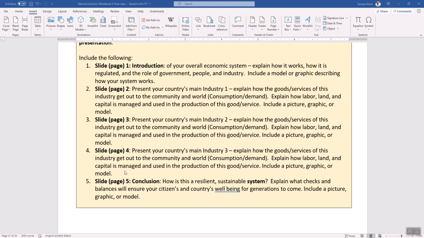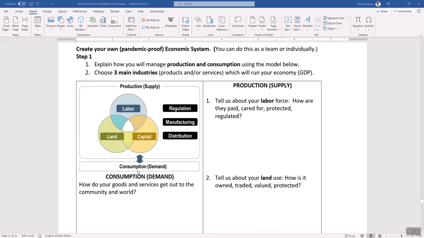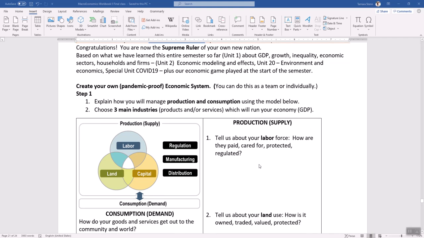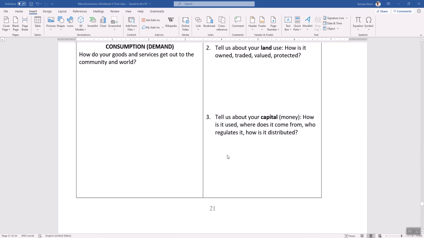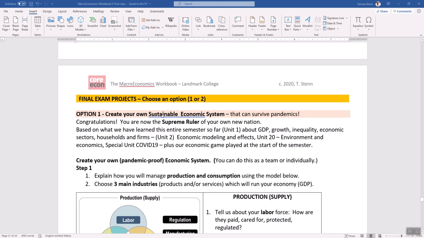And you get to use a picture, graphic, or model. So you can be totally creative with this. There's no right or wrong answer as long as you're able to give us the details that we're looking for in this project. Okay, so that's number one. That's your first choice, is to go and create a sustainable economic system.